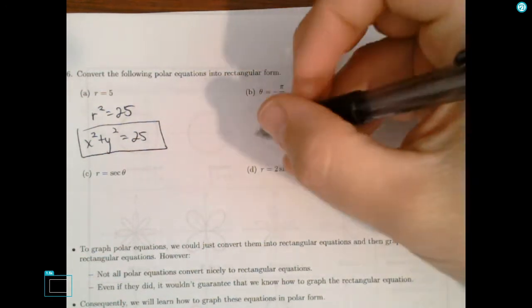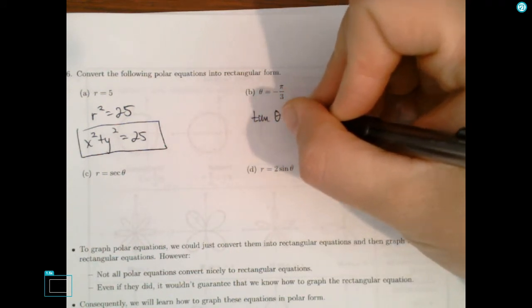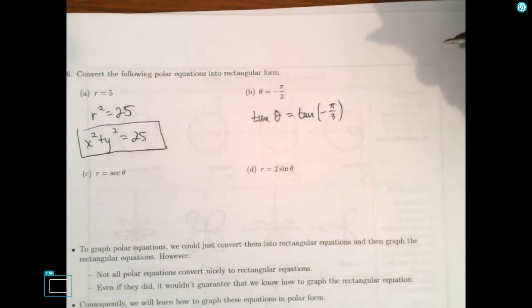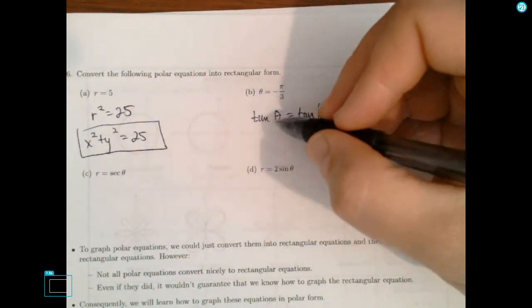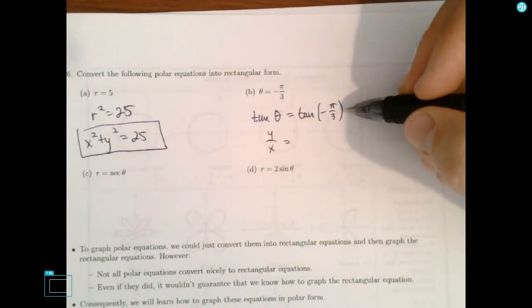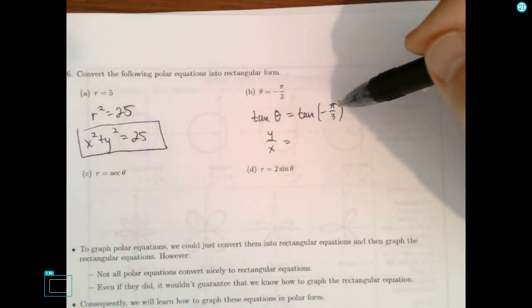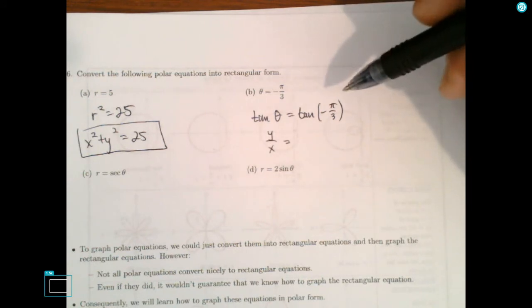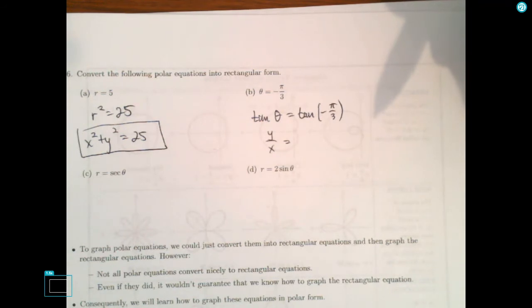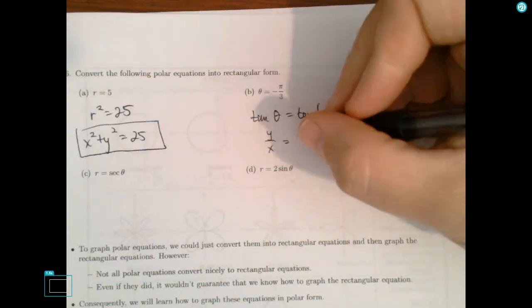So if I take tangent of both sides, then tangent theta can be replaced with y over x. Tangent of negative, oh, I always have to think these through. I could just use my calculator, but I know tangent of negative pi over 3 should just be negative tangent of positive pi over 3. And tangent of pi over 3: sine of pi over 3 is root 3 over 2, so it's root 3 over 2 over 1/2, so it's root 3. So I think this is negative root 3.